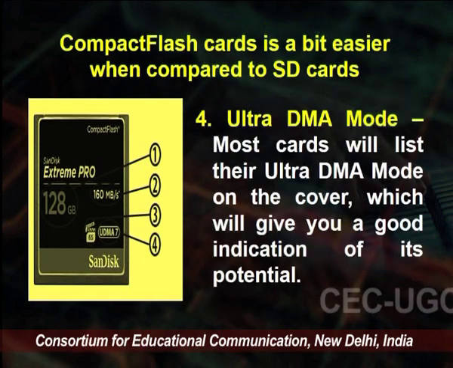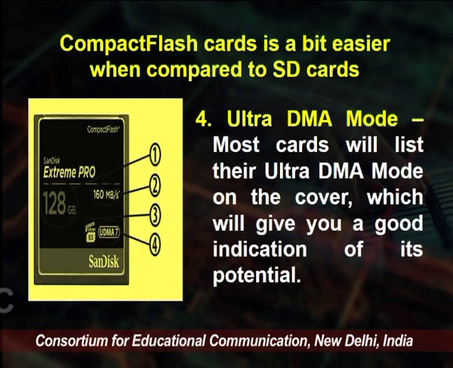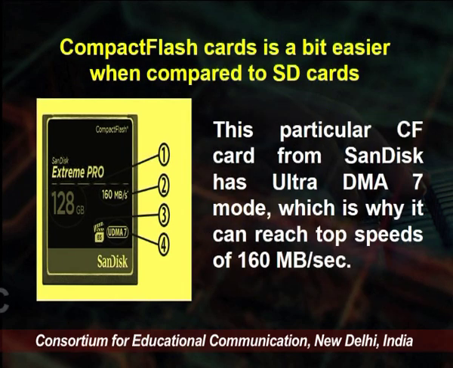Next is the ultra DMA mode, and most cards will list their ultra DMA mode on the cover, which will give a good indication of its potential. So, this particular CF card from SanDisk has ultra DMA 7 mode, which is why it reaches a top speed of 160 megabytes per second. So, these are the various types of card speed defined here, and we defined the many types of card and how we can read the data on this memory card.